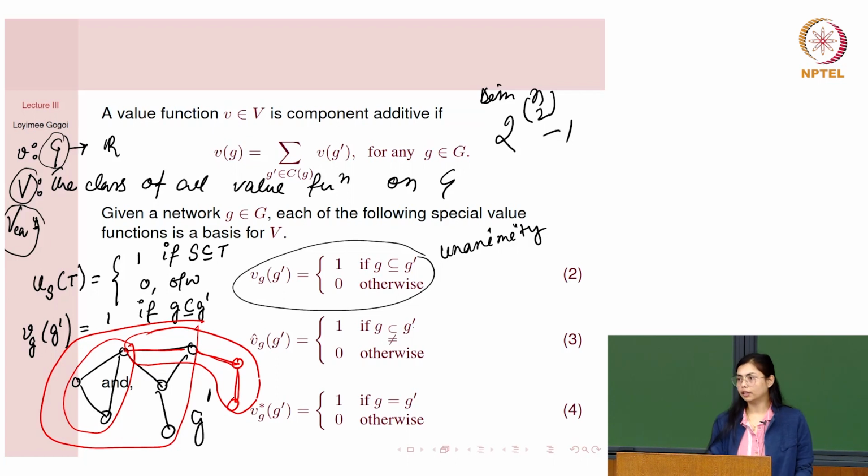Any more questions you have? Do the component additive games form a vector space? No, it comes from the graph structure.